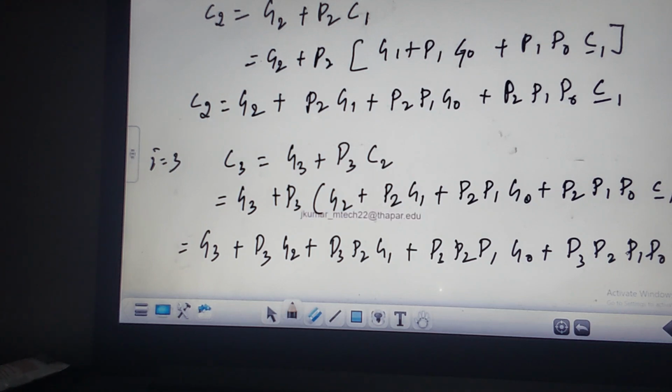What is P0? A0 XOR B0. What is P1? A1 XOR B1. P2 is A2 XOR B2. P3 is A3 XOR B3. You know what is G0, G1, G2, G3. You know what is P0, P1, P2, P3. So we are using extra hardware, extra logic, to address the delay. This is the extra I'm computing.